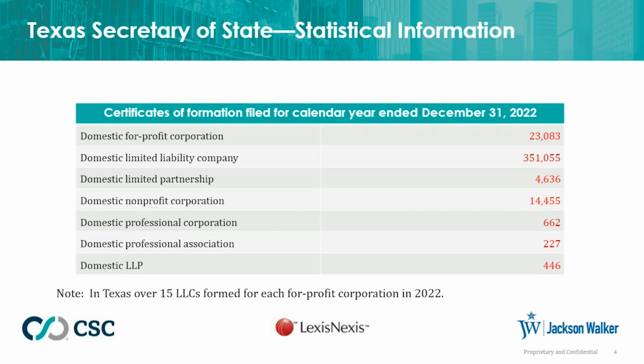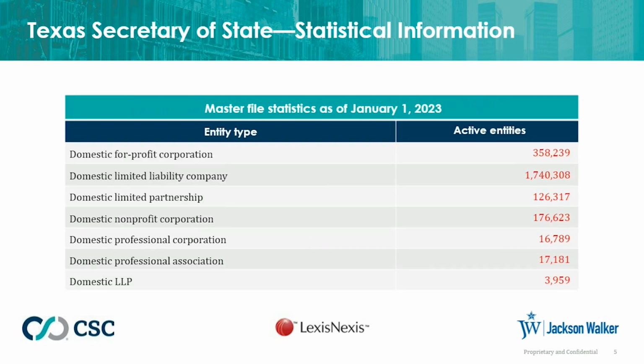I said we're going to be focusing on LLCs, and the reason is that we're forming them in Texas at a 15.2 to 1 ratio. Repeat, we're forming over 15 LLCs for every corporation that we're forming in Texas, and the other entities are way down the list. So the result of that is, although we've had a corporation for almost 2 centuries, we now have about 5 times as many LLCs as we do corporations in Texas.